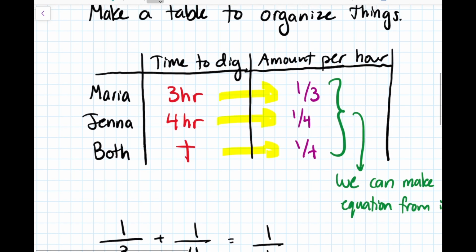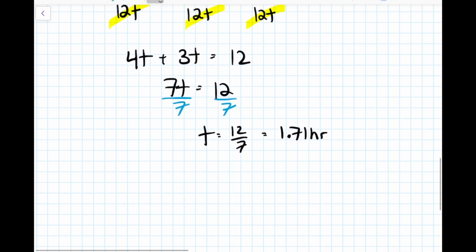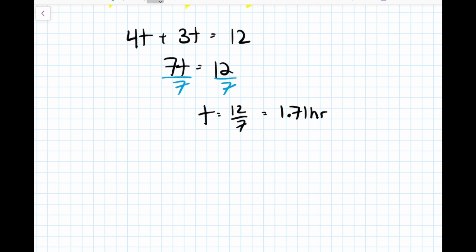So it takes Maria 3 hours. If there were two people going the exact same speed, they both took 3 hours, well, then they'd get it done in half the time. It would take an hour and a half. But since Jenna's a little bit slower, it takes them a little bit longer. And 1.71 hours seems like a pretty reasonable answer. We do need to worry about NPVs. So in this case, our NPV is just t equals 0.